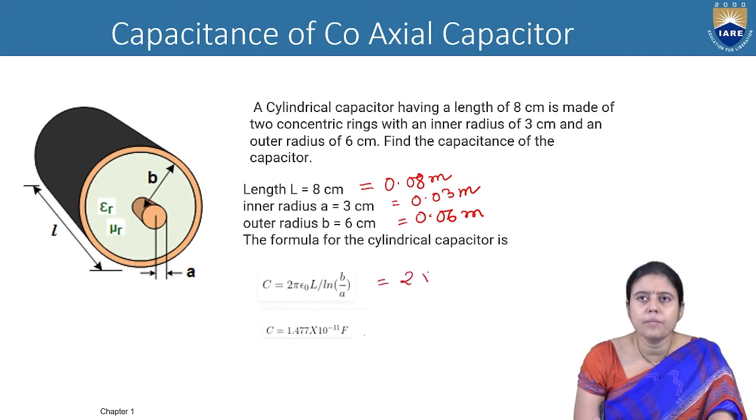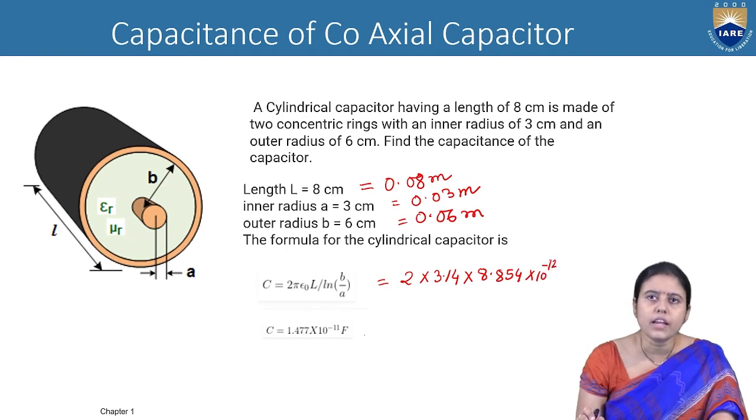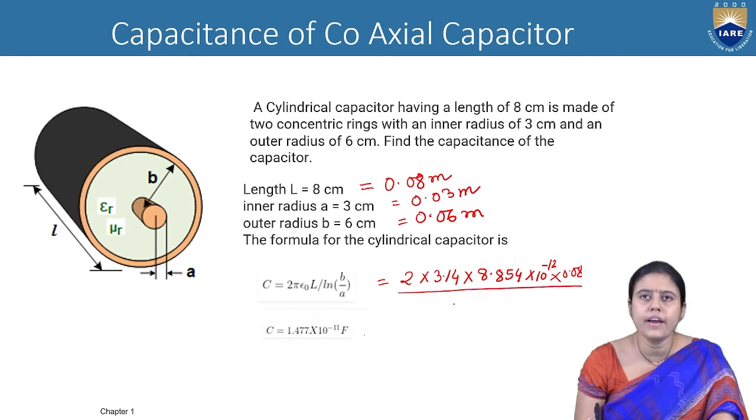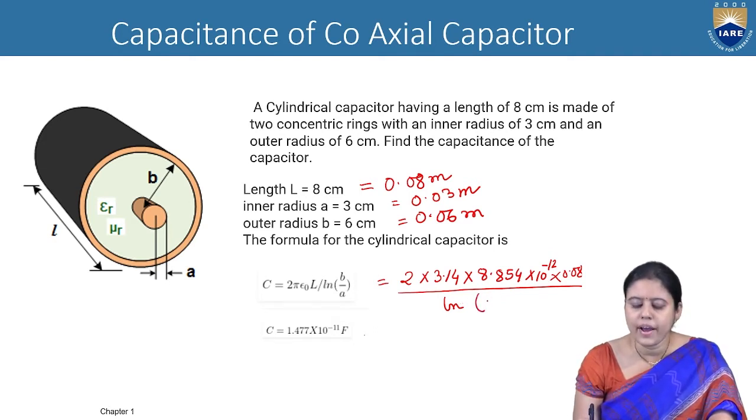According to the formula of the capacitance, 2 pi epsilon 0 L divided by ln B by A. So 2, the value of pi is 3.14, into epsilon 0, which is 8.854 into 10 to the power minus 12, into L, which is 0.08, divided by ln, or log base e, of B by A, 0.06 by 0.03.